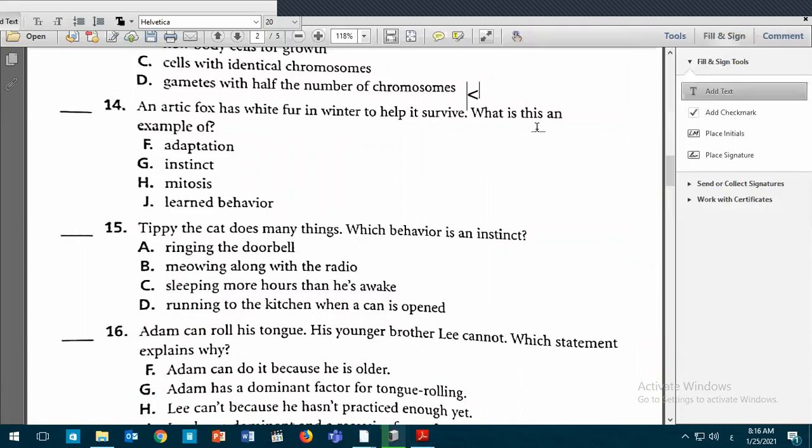Number 14, Malak, now you can answer number 14. An Arctic fox has white fur in winter to help it survive. Is this an example of adaptation? Adaptation, yes, exactly. Thank you so much.